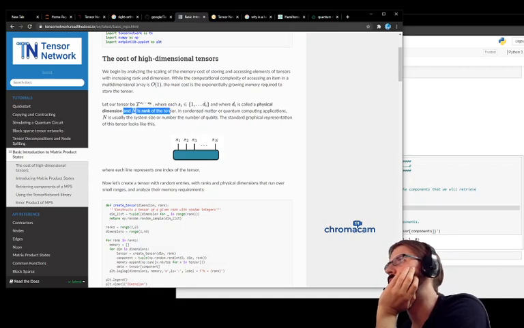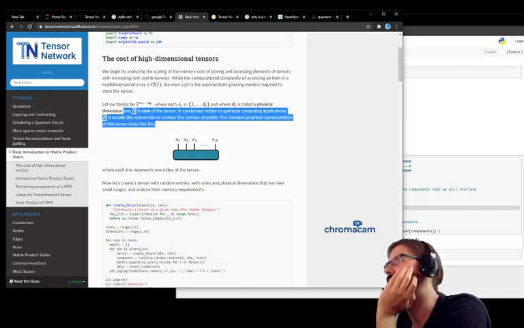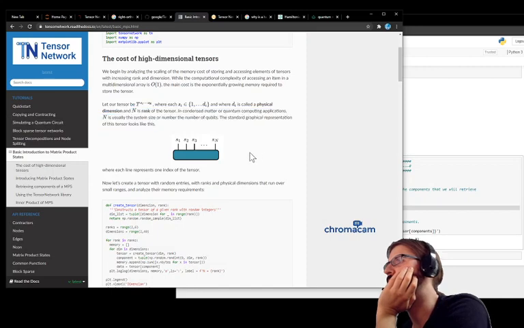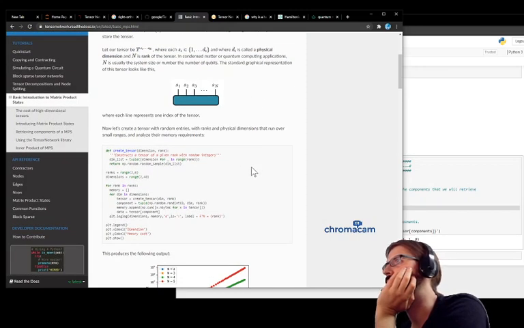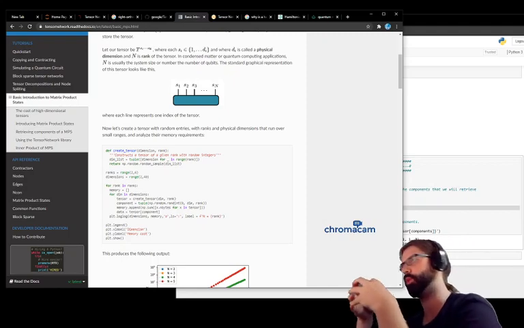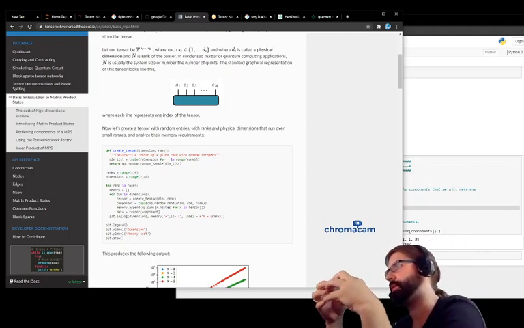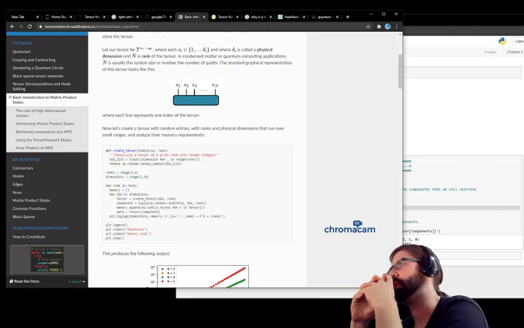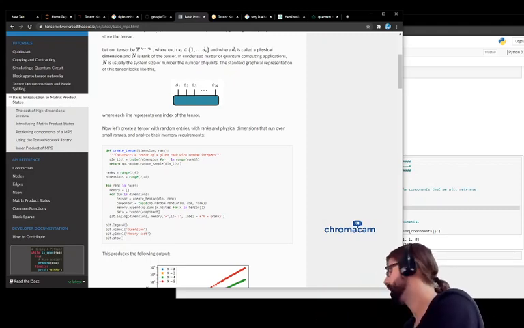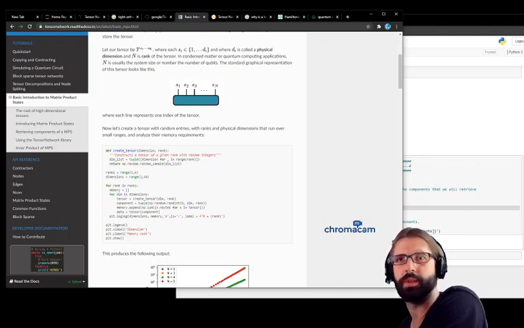N is the rank of the tensor. In condensed matter or quantum computing applications, N is usually the system size or number of qubits. The standard graphical representation is these. So for a 3-qubit state, you represent that with a cube. That's your tensor, and you have all the different states in that tensor. No, I'm so lost. I've got to pause this for a second, sorry. Need some more coffee.